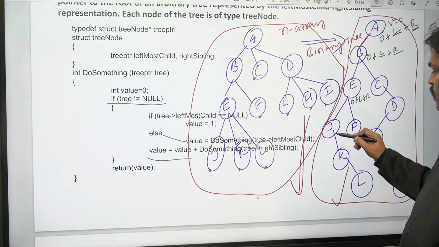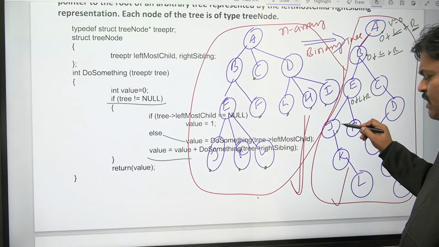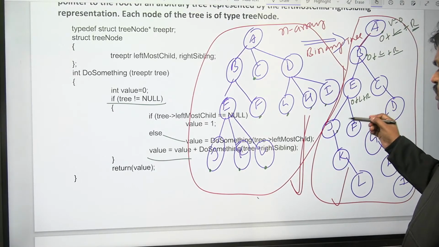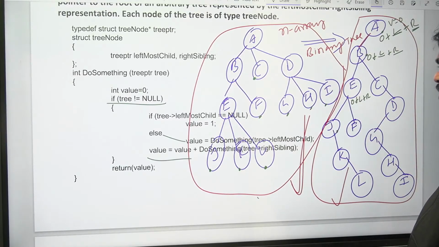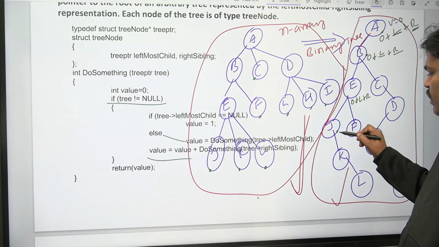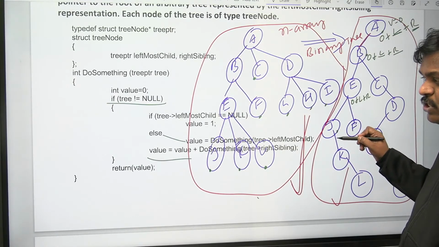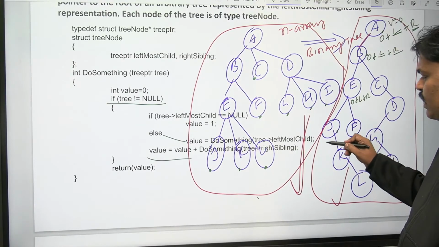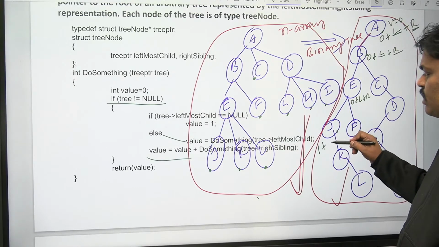Left, go. Next one, I am here now. Value is already 0. Now see what the answer is asking. Leftmost child is equal to null? True. Then value is equal to 1. Afterwards, if is true, else cannot be. So what is the answer? 1 plus do something of right.